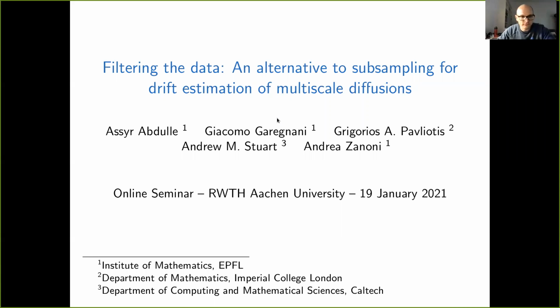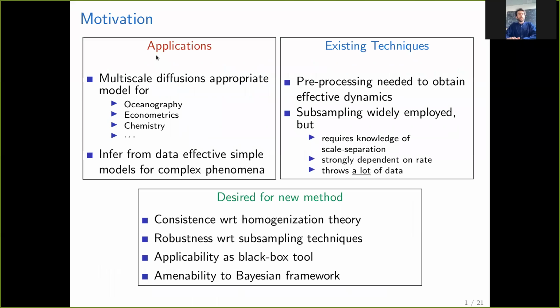As you said, I'm going to present here a project that I've developed with my PhD advisor, Assir Abdul, my colleague from EPFL, Andrea Zanoni, who is as well a doctoral student in the chair of Assir, and with Grigorios Pavliotis from Imperial College and Andrew Stewart from Caltech. So I'm going to talk about an alternative to subsampling for drift estimation of multiscale diffusions, which is given by filtering the data. So let's start with some motivation.